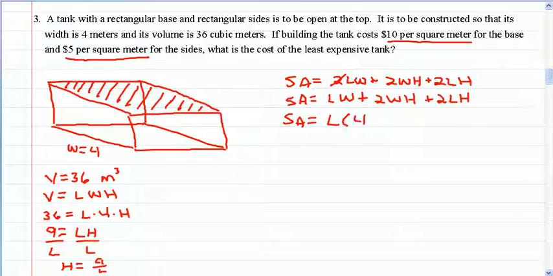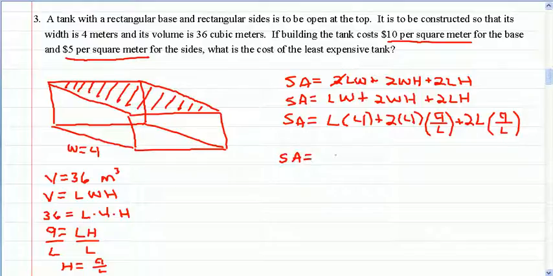So the surface area is equal to the length times the width, which is 4, plus 2 times the width, again substitute 4. The height I just found to be 9 over the length, plus 2 times the length times the height, which is 9 over the length. And before I take its derivative, I will write this as 4L plus 72 over L, or 72L to the negative 1, and then these L's cancel, plus 18.